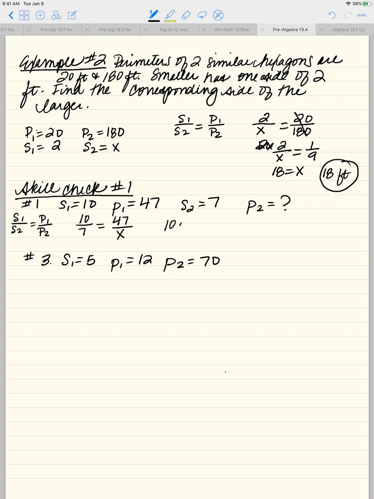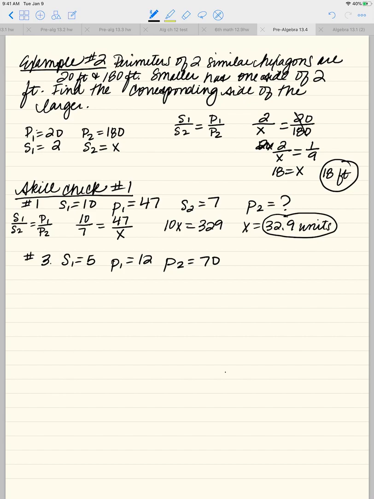So we get 10x is equal to 47 times 7, 329. Divide both sides by 10. And we get x is equal to 32.9. We don't even have to round because that's what it is. We're not given any units, so I'm just going to go ahead and write units. There's our perimeter of our second figure.